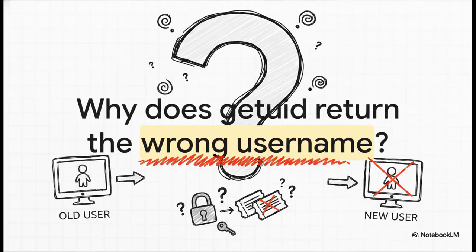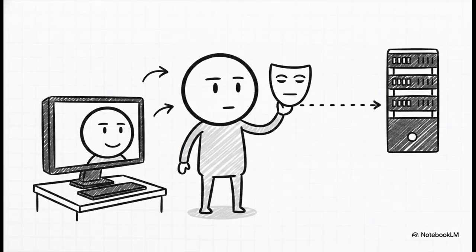You've just passed the ticket into this new session, you excitedly type getuid to confirm your new identity, and wait, it spits back your old username. What on earth is going on here? Well, this reveals a really vital quirk in the Windows architecture. When you run a command like getuid or whoami, Windows pulls that information from the primary access token of the process you're currently running in. It completely ignores whatever alternate network credentials you just injected into the cache.